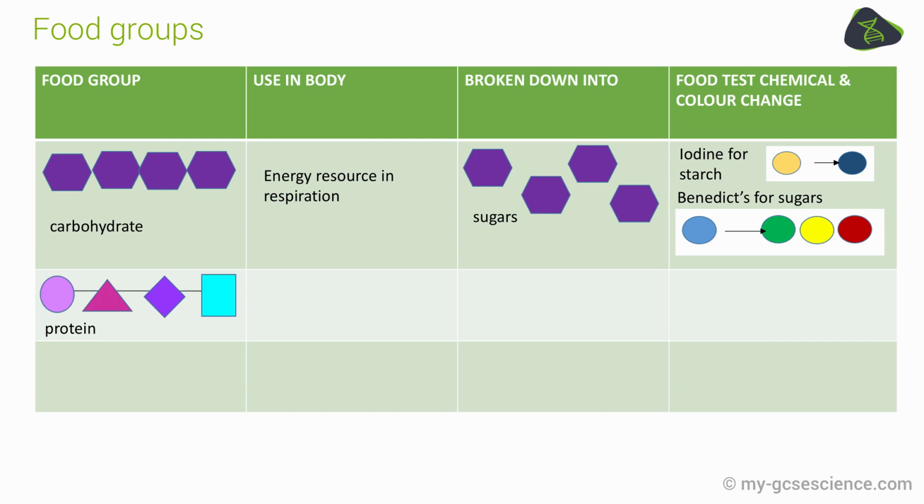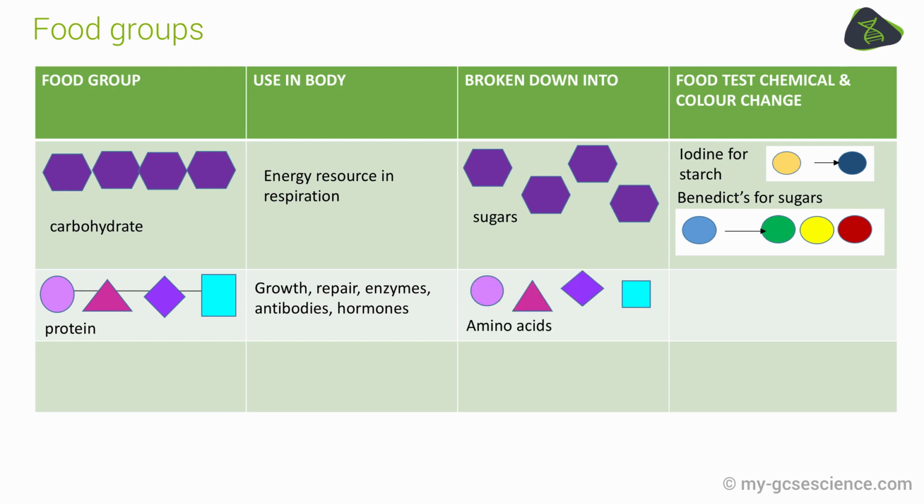Another food group is protein. And protein overall is used for growth and repair. But our enzymes are proteins, our antibodies are proteins, and quite a few of our hormones, like insulin, are protein-based. And proteins are long chains of amino acids. Once proteins have been broken down into amino acids, those small subunits can be absorbed into the bloodstream. We can test for the presence of a protein using a biuret test.